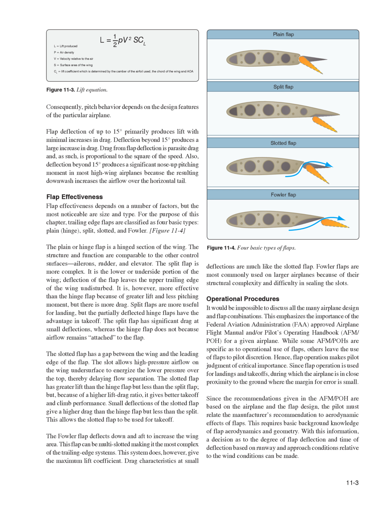Small deflections of the slotted flap give a higher drag than the hinge flap but less than the split. This allows the slotted flap to be used for takeoff. The Fowler flap deflects down and aft to increase the wing area.